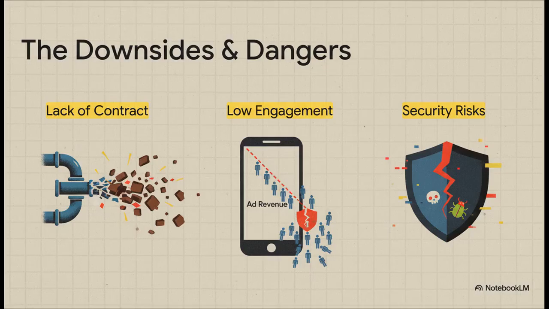But it's not all perfect. There are some major trade-offs. For one, there's no contract. A provider can just abandon a feed tomorrow with no warning. From a business point of view, feeds can actually be a problem because they might keep users off your platform, which hurts engagement metrics and ad revenue. And most importantly, they definitely introduce security risks.